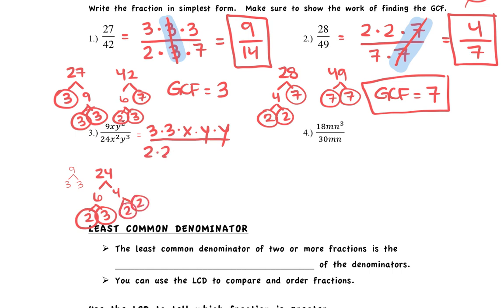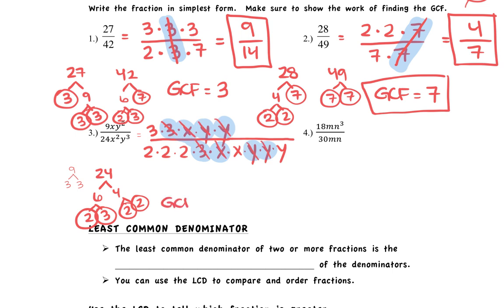So 24 is 2 times 2 times 2 times 3. Then I have times x times y times y times y. That's a long one on the bottom. All right, the next thing I'm doing is looking at what they have in common. These have a 3 in common, an x in common, and 2 y's in common. Okay. So just like I did up there, that's what I need to get rid of, that GCF.